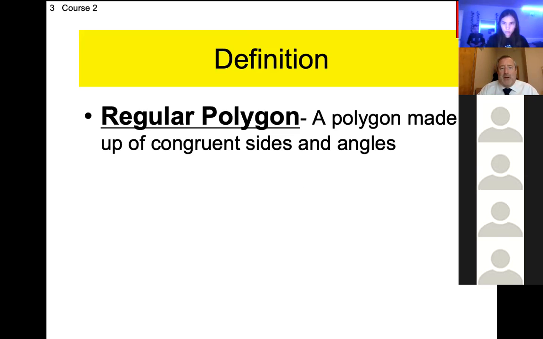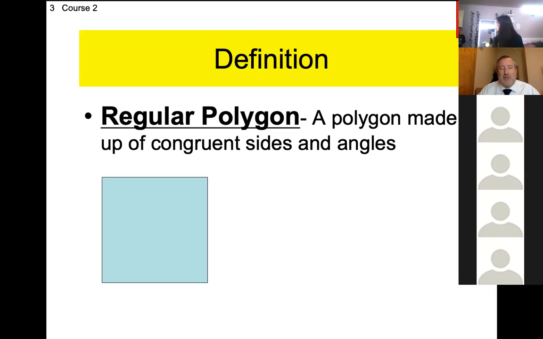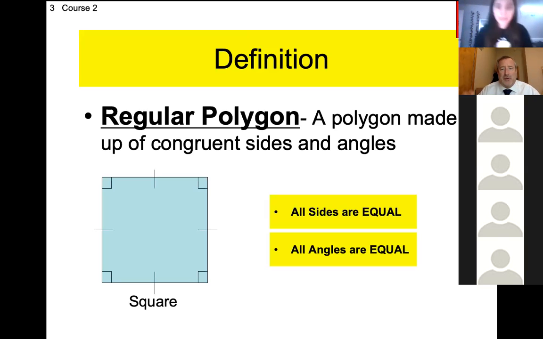So those are called regular polygons. We like regular polygons. They look nice and pretty. So for instance, a square, all the sides are the same and all the angles are 90. A square is a regular polygon. Okay, so all the sides have the same measurements and all the angles are 90 degrees. Those are the 2 requirements if you are a regular polygon. We okay?